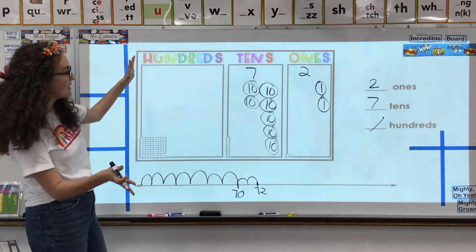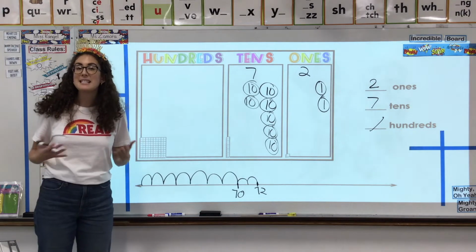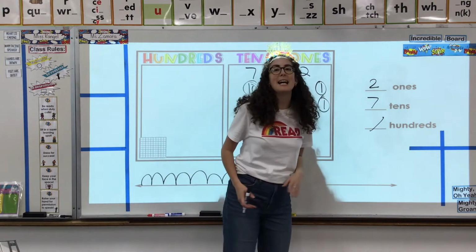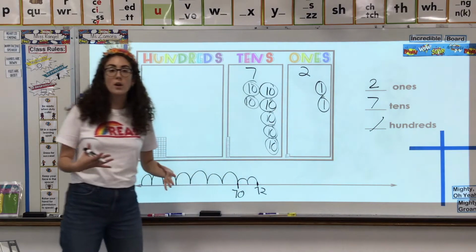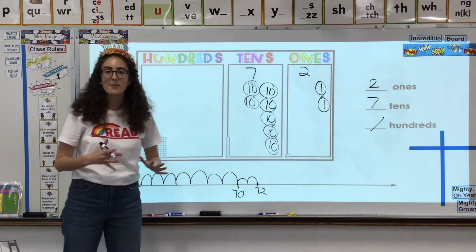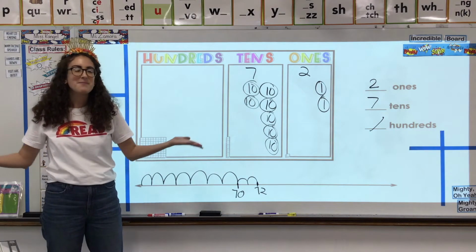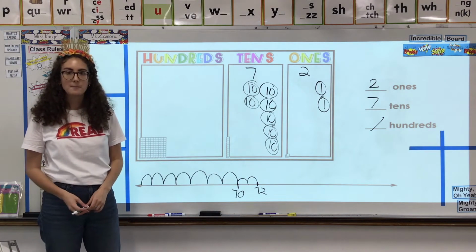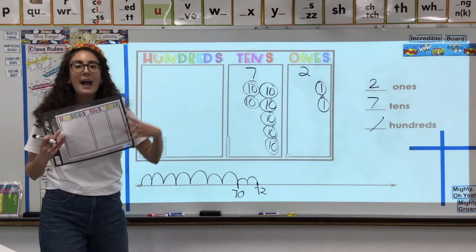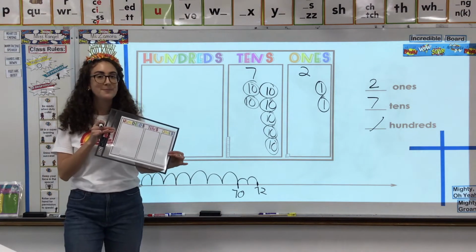So would you look at this? We showed 72 three different ways. We're doing this so we can show how all these methods connect and how they show the exact same thing. So I want everybody to reset their board and let's draw some more.